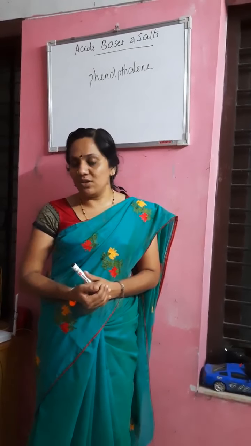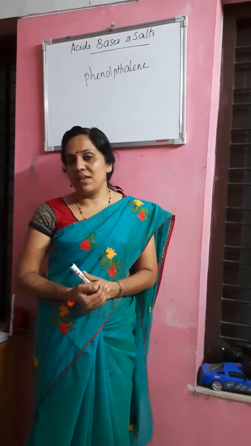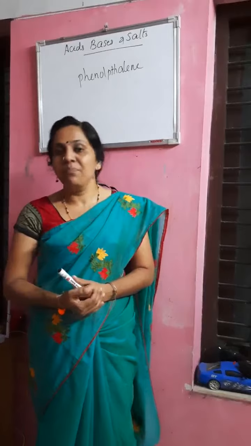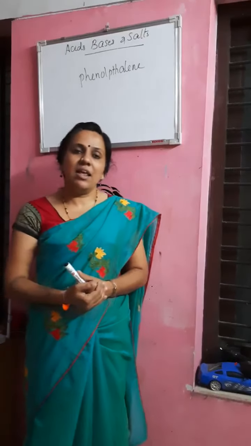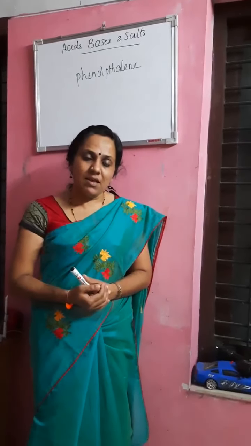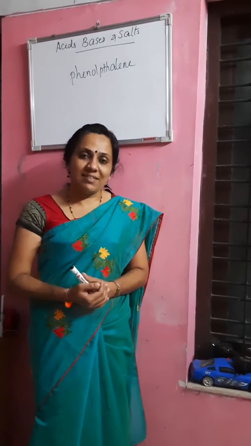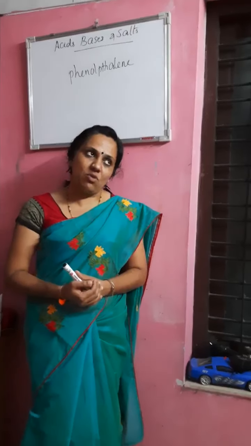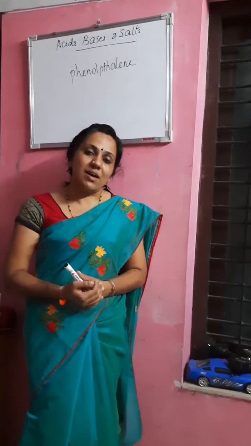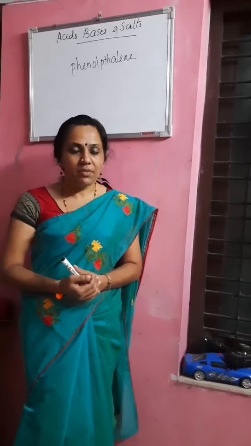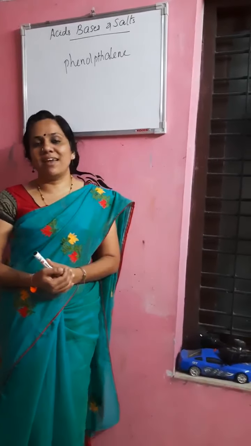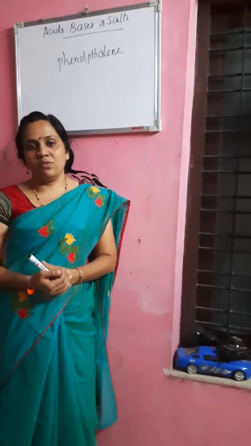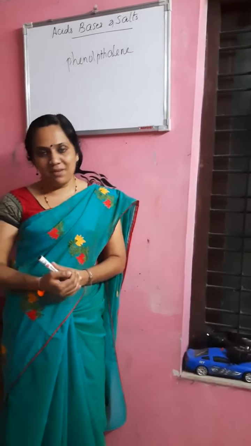So, it's a method for distinguishing between acid and base. Phenolphthalein is usually man-made or synthetic, so it is also called a synthetic indicator. Methyl orange is another synthetic indicator that you will be studying in your higher classes. So, phenolphthalein is colorless in acid and it is pink in base. Bases like sodium hydroxide, calcium hydroxide, magnesium hydroxide, all these are pink in phenolphthalein. And acids like hydrochloric acid, nitric acid, etc. are colorless in phenolphthalein. So, this is a method to distinguish between acid and base.